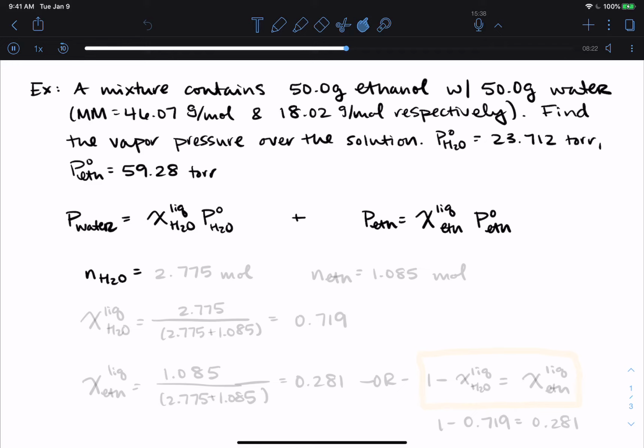and this would be a good place for you to pause the video if you need practice with mole calculations to make sure that you end up in the right place. You should get that there are 2.775 moles of water and there are 1.085 moles of ethanol.